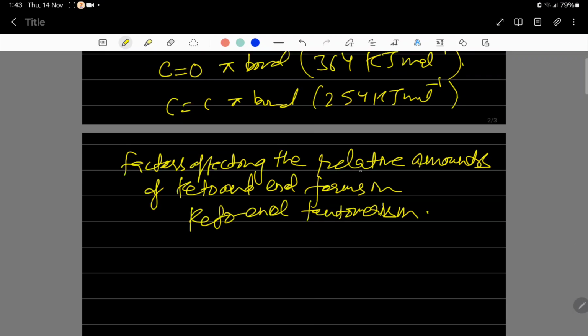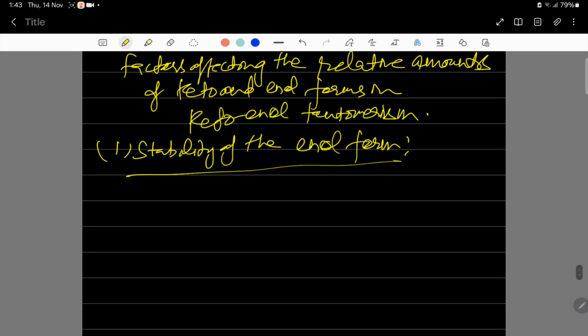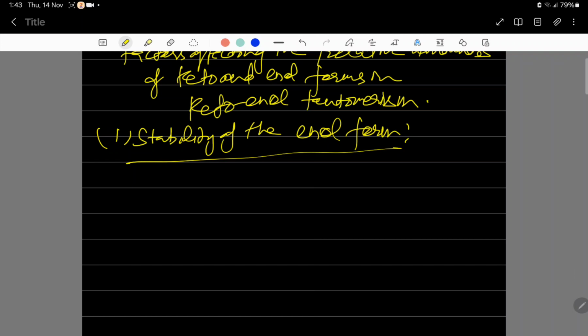Then the factors affecting the relative amounts of keto and enol forms in keto-enol tautomerism. The following three factors affect the position of equilibrium in keto-enol tautomerism. First one is the stability of the enol form. As stated above, in simple aldehydes and ketones, aldehyde, acetone, the amount of enolic form is negligibly small. However, if the enolic form is stabilized by intramolecular hydrogen bonding, chelation or resonance, such as in 1,3-dicarbonyl compound, the amount of enolic form is much greater than in aldehyde or acetone.